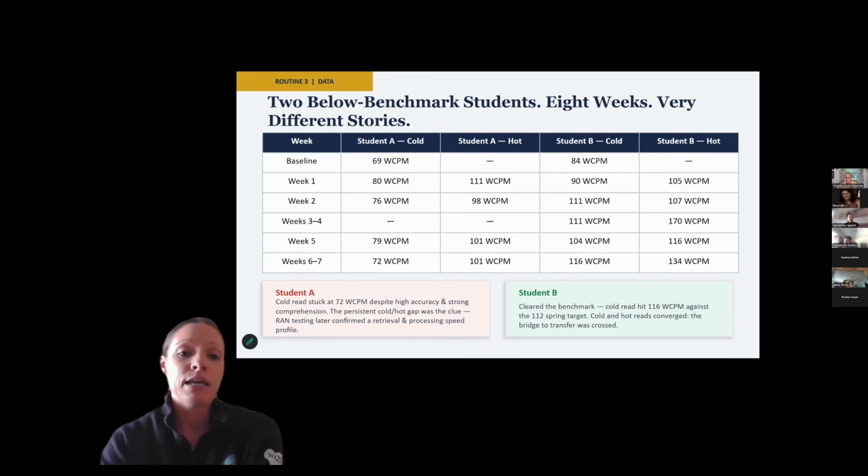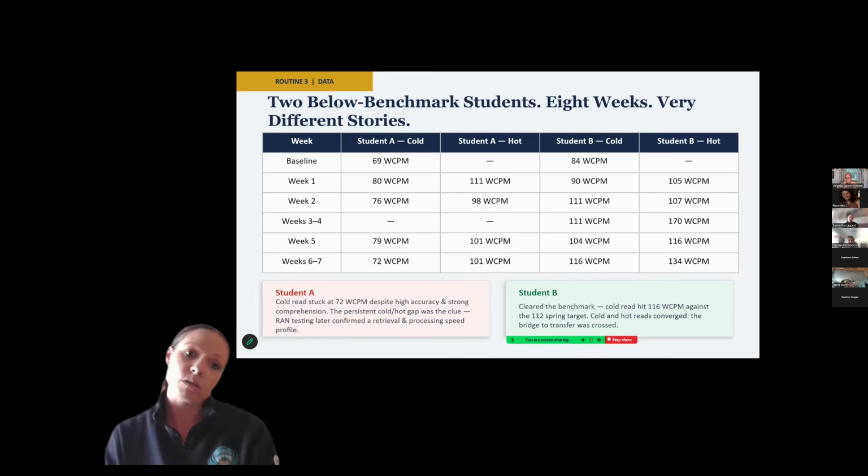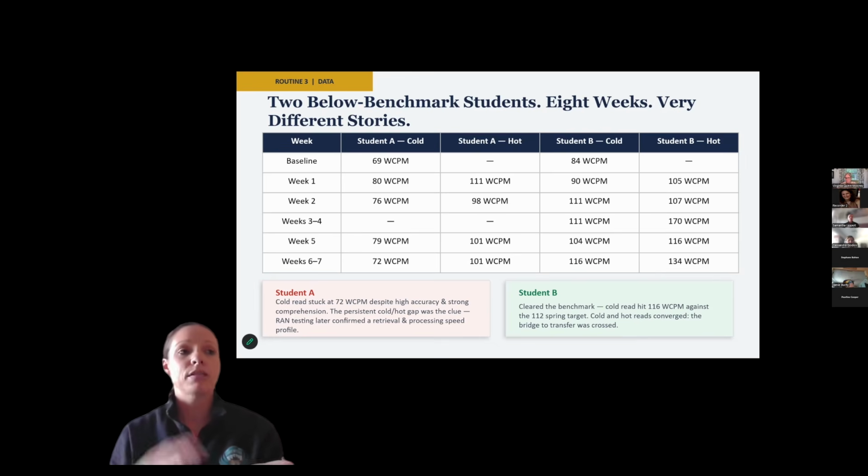So you can see I have student A. She started out at 69 words per minute as her baseline. And student B was at 84 words per minute as his baseline. Each week I did a brand new cold read passage. A cold read passage is one that they've never seen before. It's at the third grade level, and I'm timing them to see if they are able to transfer their practice from the weekly repeated readings into a new unknown passage.